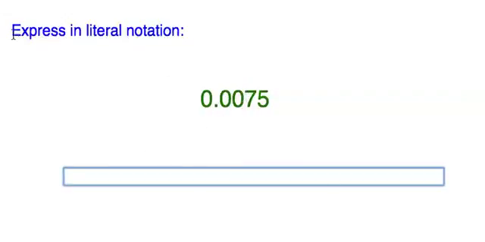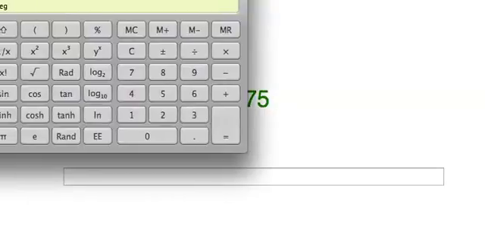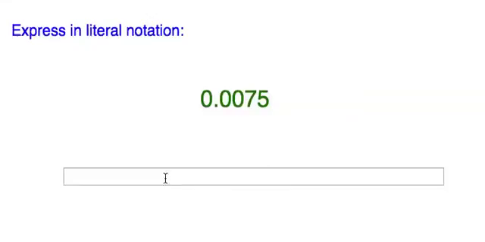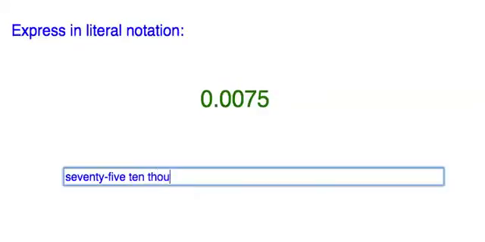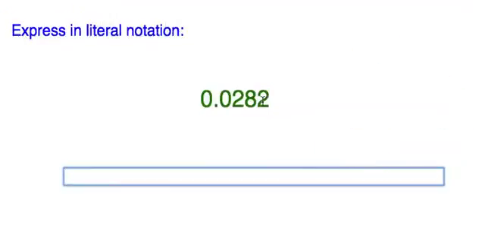If I cover up, and you would normally cover this up by using your hand. I'm using my calculator because you can't see my hand. So 75. It's that easy. So 75, and the last decimal place, which is 10,000ths. Tenths, hundredths, thousandths, 10,000ths. 282 10,000ths.